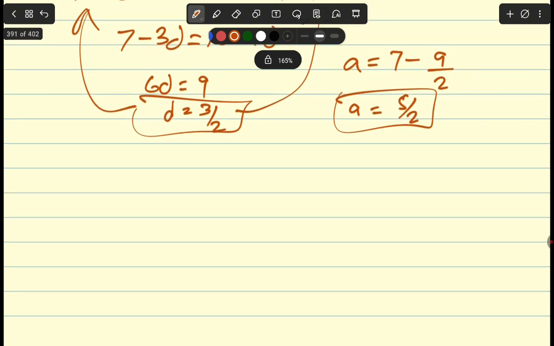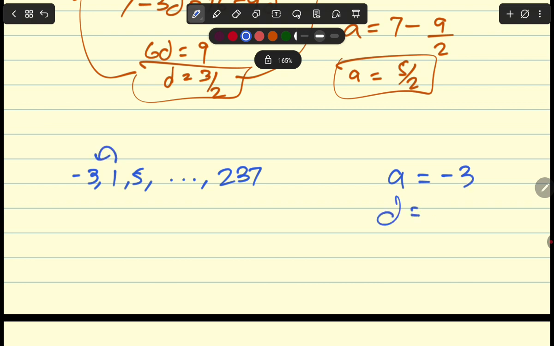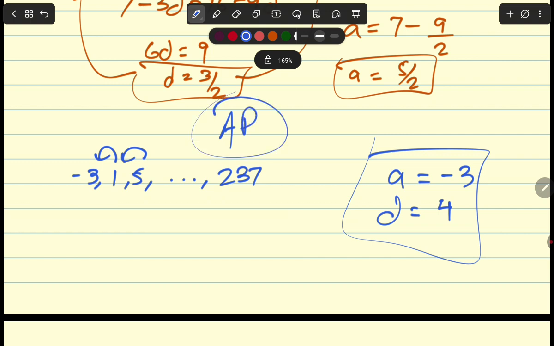Now, if you had to find the number of terms, because Cambridge changes the question slightly. What if it tells you that there is a sequence that starts with negative 3, the second term is 1, 5, and goes all the way till 237. So we can see that our first term is negative 3. The common difference, we can see that 1 minus minus 3 is 4, 5 minus 1 is 4, right? So common difference is 4, and the difference is constant. Therefore, we can say that this is an arithmetic progression. So we can use the formulas associated with this.